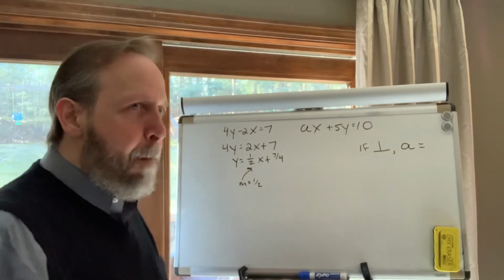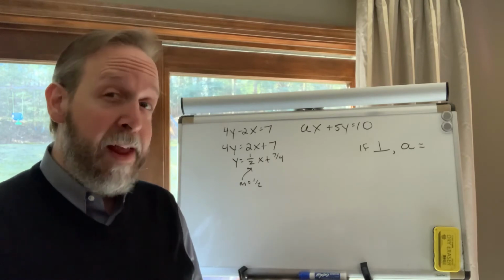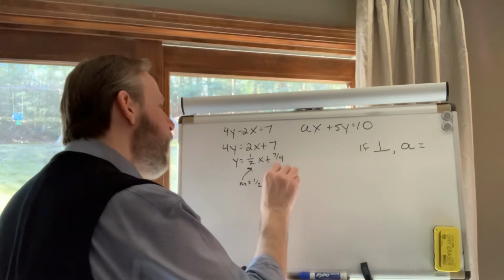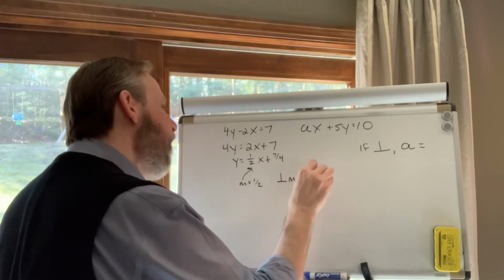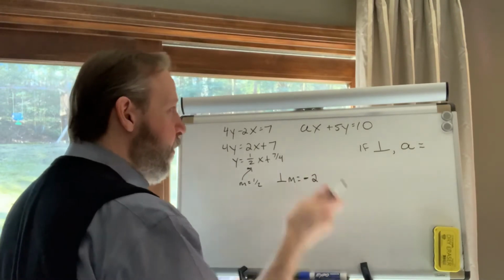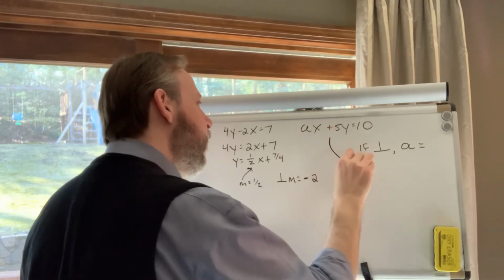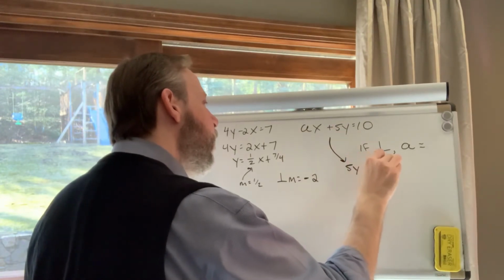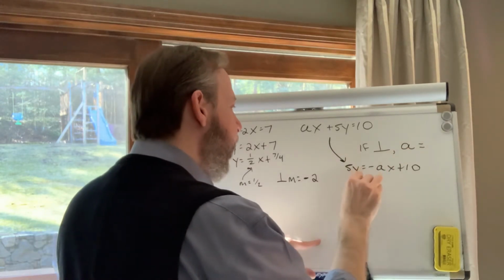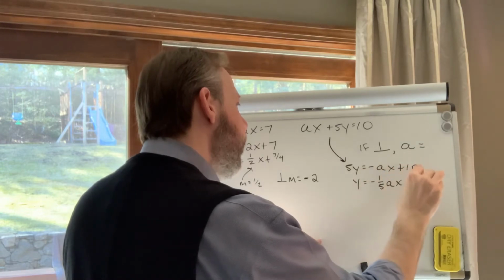If I need perpendicular lines, then the perpendicular slope to a slope of 1/2 is the opposite reciprocal. So the perpendicular slope has to be negative 2. Okay, well, this has to now be put into slope-intercept form. So I'm going to subtract ax from both sides. We got 5y equals negative ax plus 10. And I'm going to divide everything by 5. So we get negative 1/5 ax plus 2.